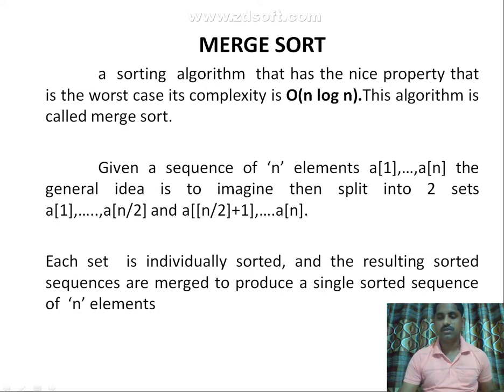Given a sequence of n elements a1, a2 and so on an, the general idea is to split the array elements into two sets, that is a of 1 to a of n by 2 and a of n by 2 plus 1 to a of n.